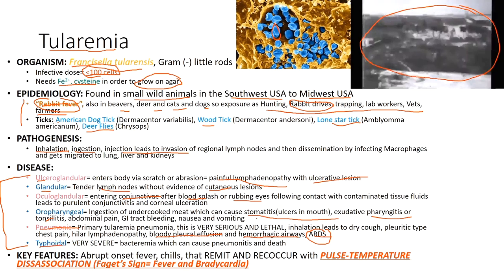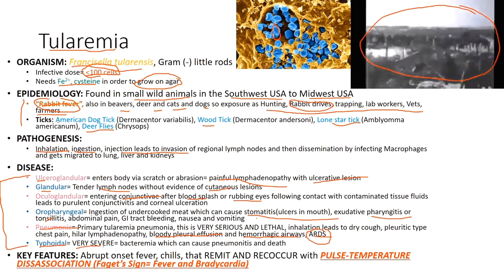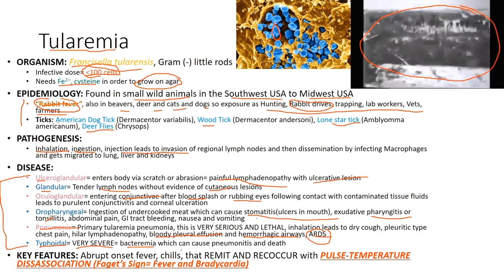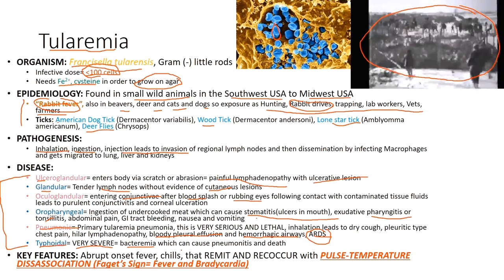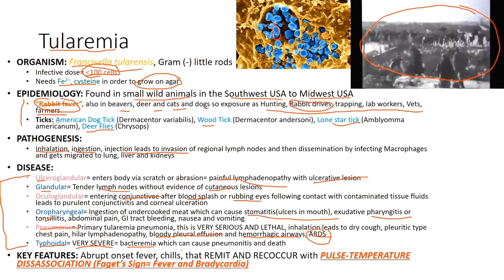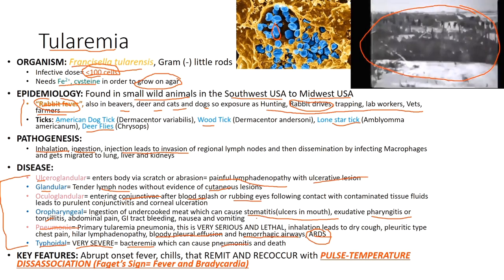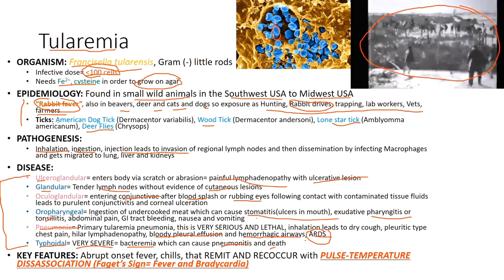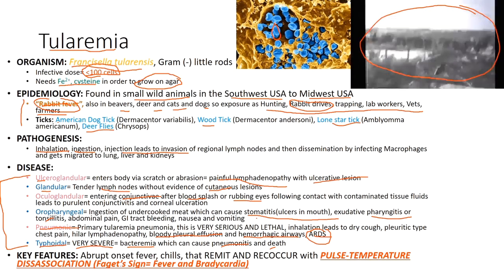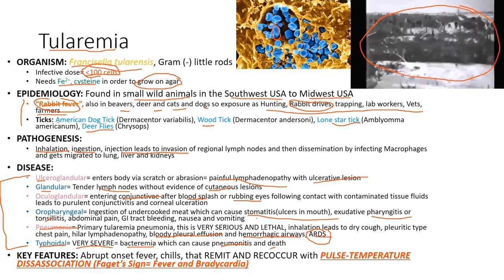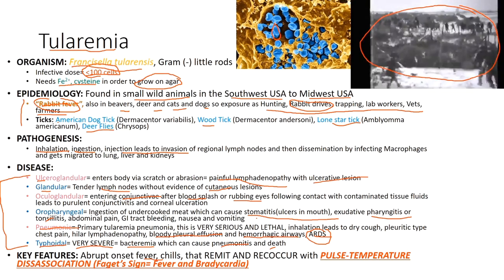Typhoidal can be caused as well. This is actually very serious, and this is once it gets into the blood. Remember, we called it typhoid once it got into the blood, so this is typhoidal tularemia, and that is bacteremia, and that can make its way to the lungs and cause death via ARDS as well. So key features that separate it from other things: you can have a severe, abrupt onset of fever and chills that remit and recur.